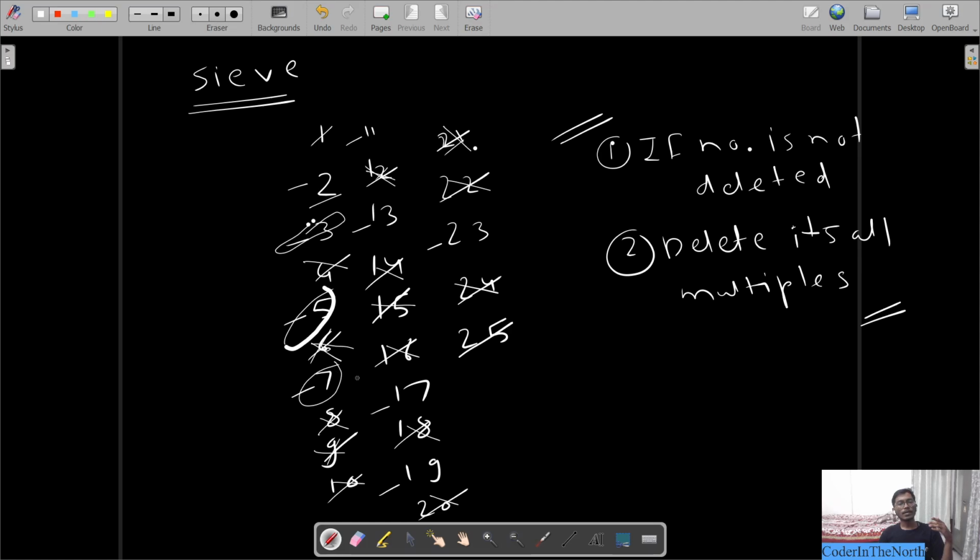Whichever are not deleted are finally the prime numbers. These are the prime numbers. Now how will we code it? Let's move to that part.